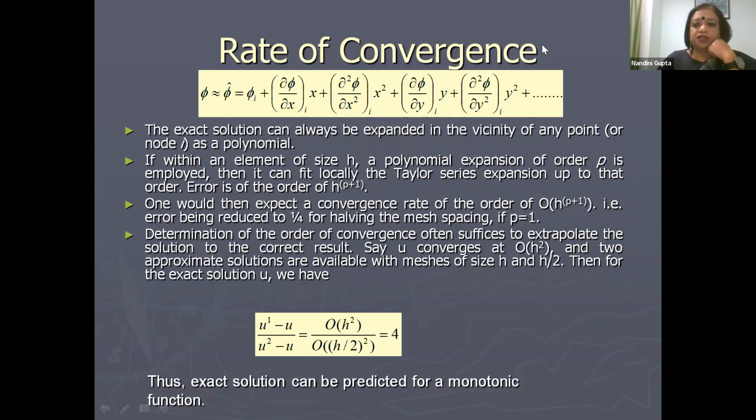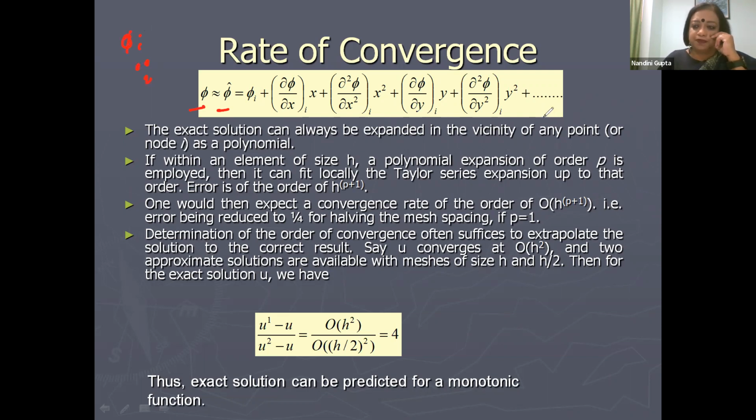Apart from that, I want to just define what is called the rate of convergence. Now, look at this. Phi is being approximated as phi hat. And if I can expand phi at phi i. So let's say at the ith node, the value is phi i. I do not know the actual phi i, but phi hat gives me, if I expand it, it will be of this form: phi i plus del phi del x at i into x plus del square phi del x square at i into x square, and similarly for y. This is your Taylor series expansion.